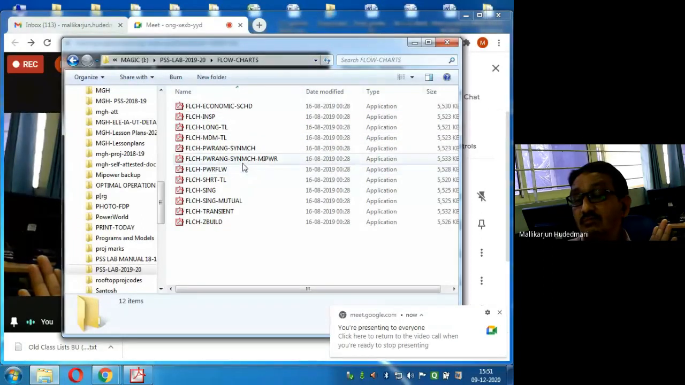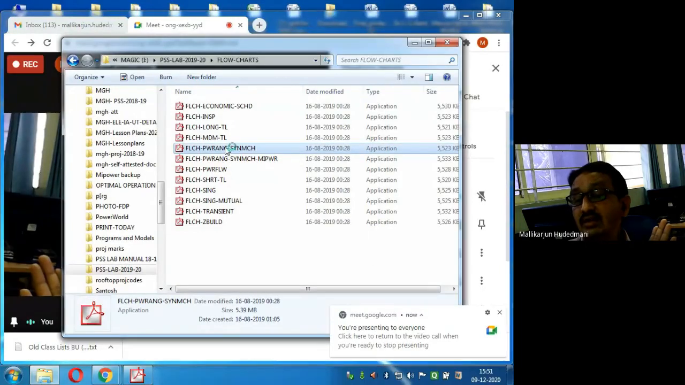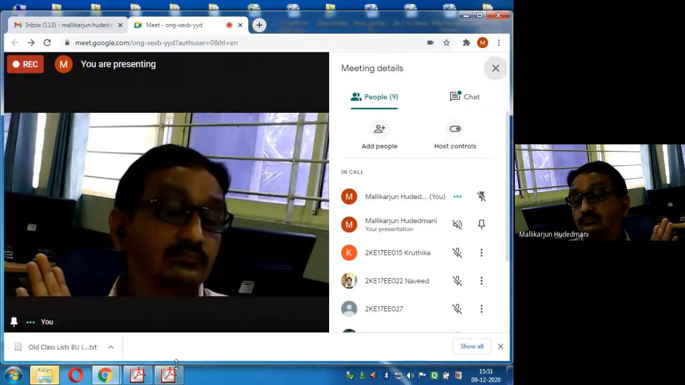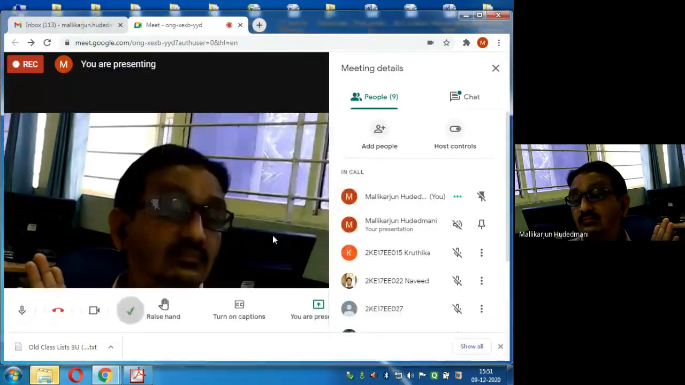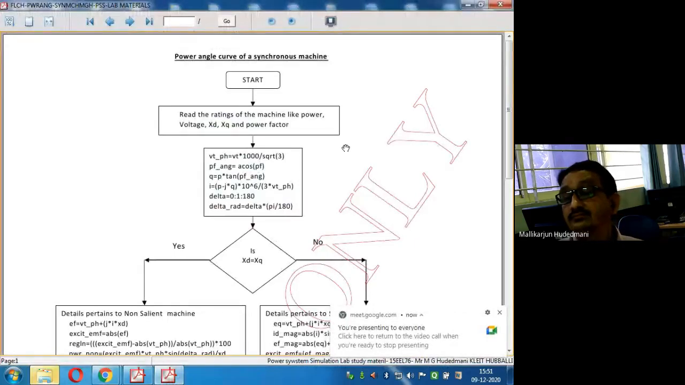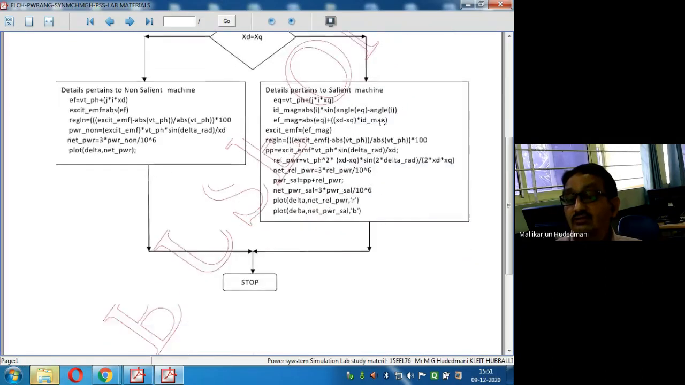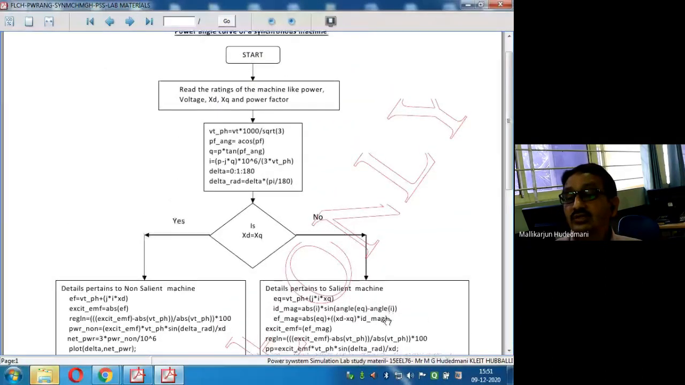There are two kinds of power angle curves. One is with respect to my power, another is MATLAB. I will take MATLAB today. Just look into this. Power angle curve of a synchronous machine. This is the power angle flowchart. How is that put? Let us see.